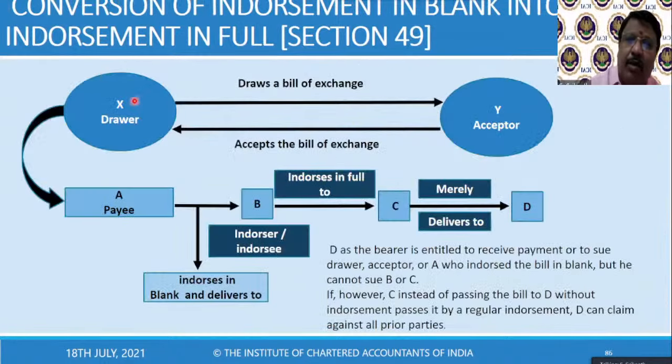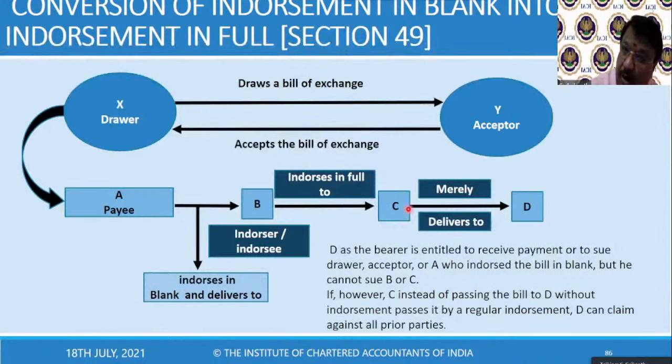See, X is the drawer, Y is the acceptor, accepts the bill, so no problem. Now the bill is live, it comes to A, who is the payee. A endorses it in blank. He turns the instrument, signs, doesn't put any name, gives it to B. So B gets it endorsed in blank. Now B is the endorser, endorsing it to C. There B writes the name of C above the signature of A. B, who is the holder but not named in the instrument as an endorsee, writes C. Now C becomes the endorsee.